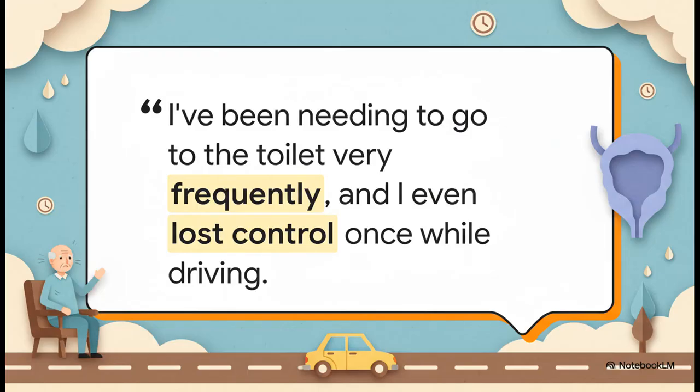Okay, so your station begins. An 80-year-old man comes in and says this. Now, the key things jumping out here are that urgency, that sudden, desperate need to go, and the fact he's had an episode of incontinence. Our job is to take the statement and really unpack it, piece by piece, to build our case.